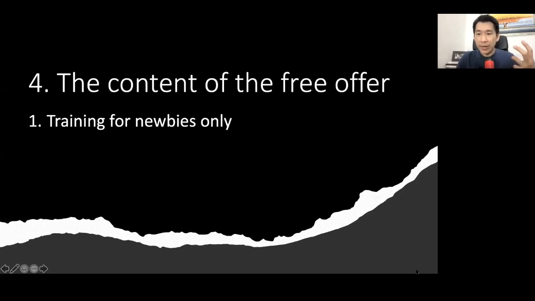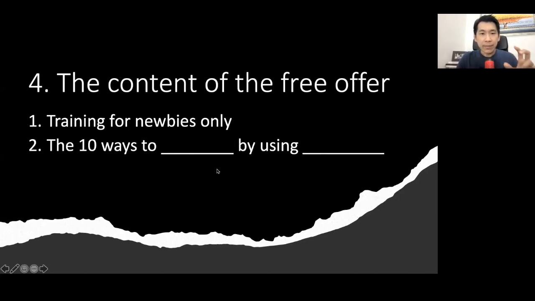So once you understand this concept, then you're going to do it this way. It is as simple as this: the 10 ways to achieve whatever you want to achieve by using these specific methods. Now, this is not what you say on your webpage, but this is for your understanding.